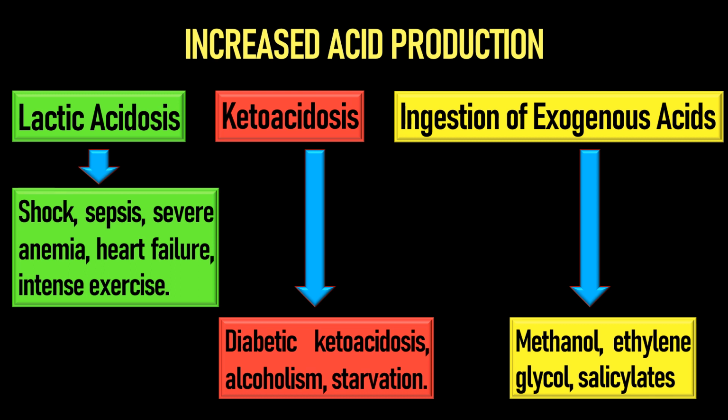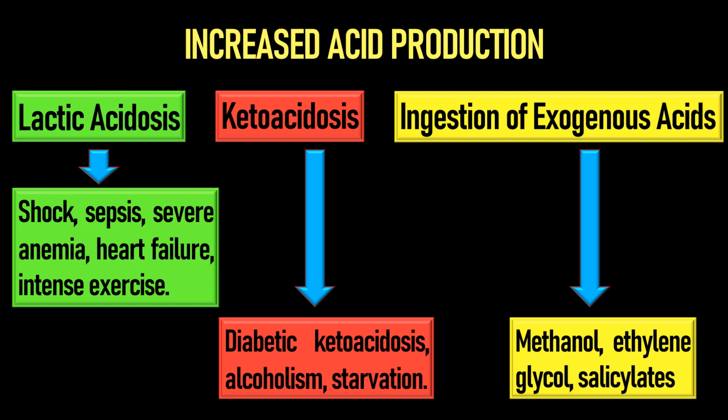Ketoacidosis is commonly seen in diabetes mellitus, which is known as diabetic ketoacidosis. This occurs when there's a lack of insulin, leading to increased ketone body production from fatty acid breakdown. Ketoacidosis can also occur with alcoholism or starvation.